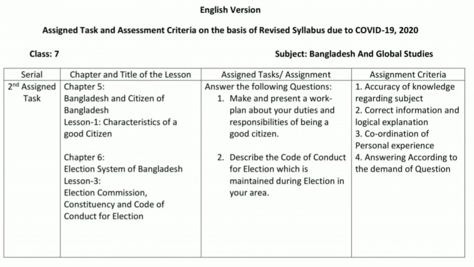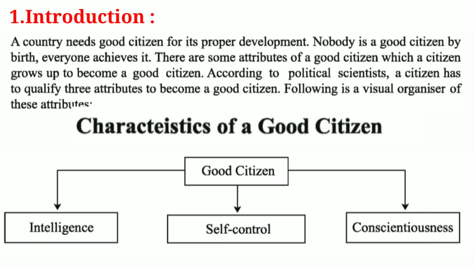So let's see the solution of the assignment of our two questions. First question, firstly introduction. A country needs good citizens for its proper development. Nobody is a good citizen by birth, everyone achieves it. There are some attributes of a good citizen which a citizen grows up to become a good citizen.